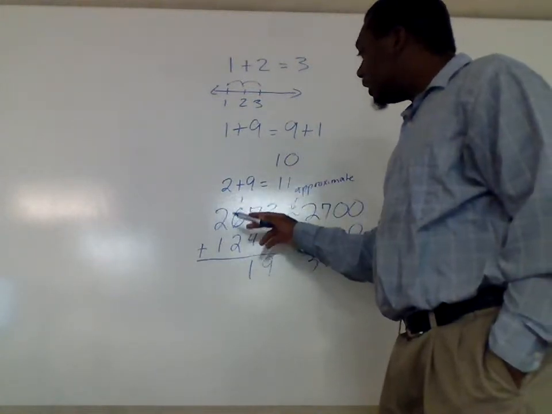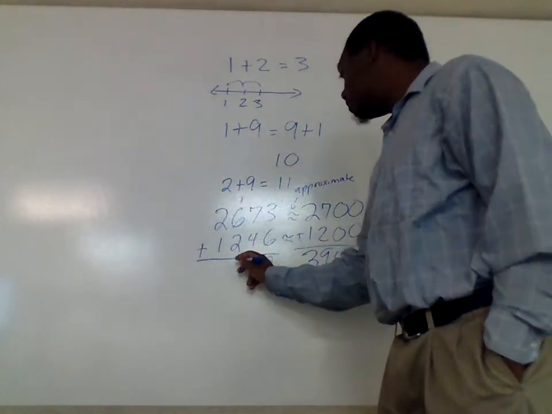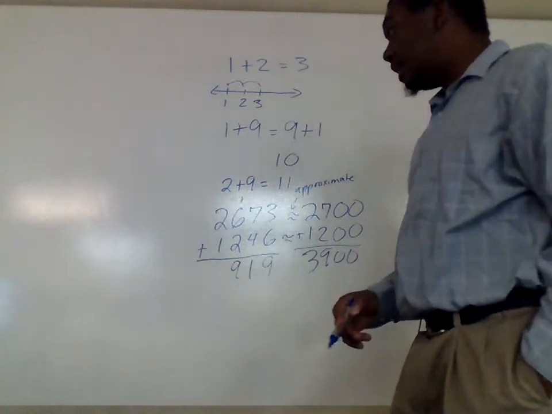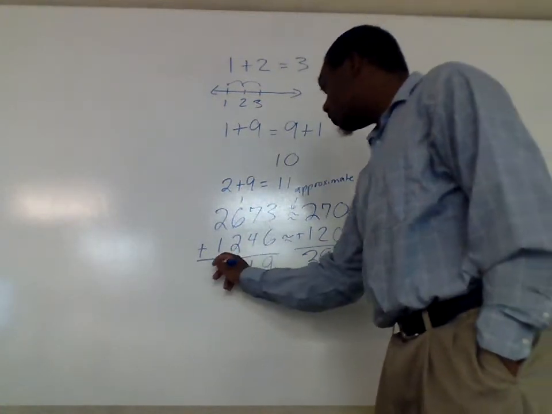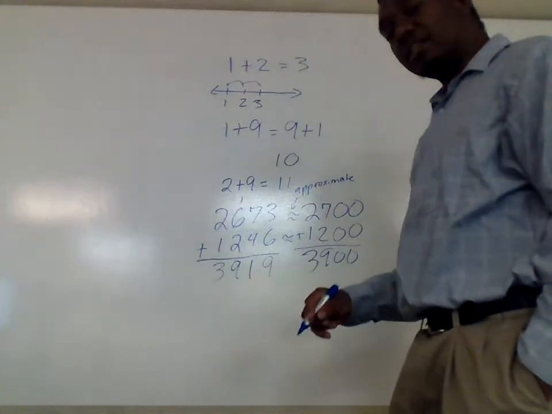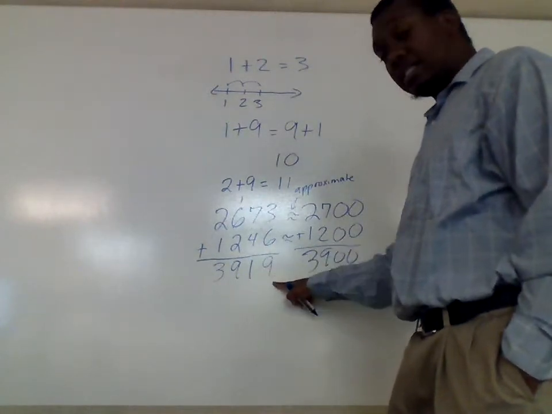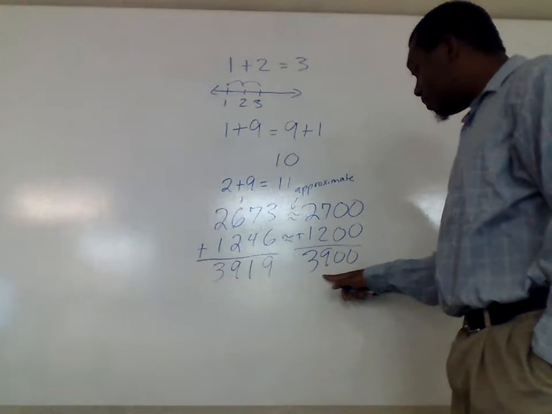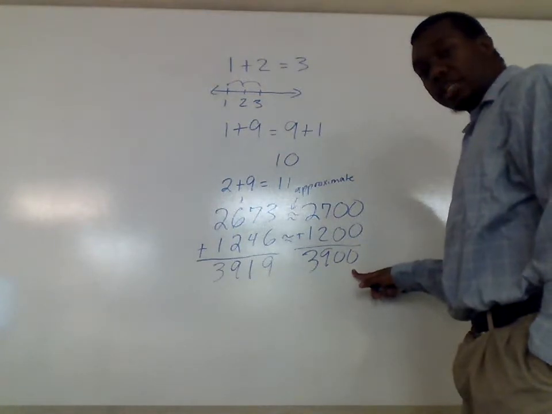So 1 plus 6 is 7, plus 2 more is 9. And then 2 plus 1 is 3. So we have 3,919, which is approximately 3,900.